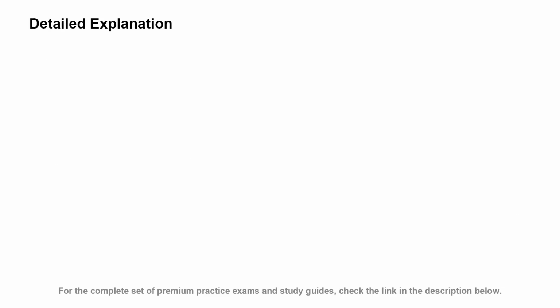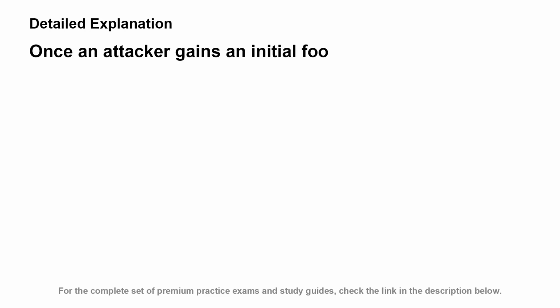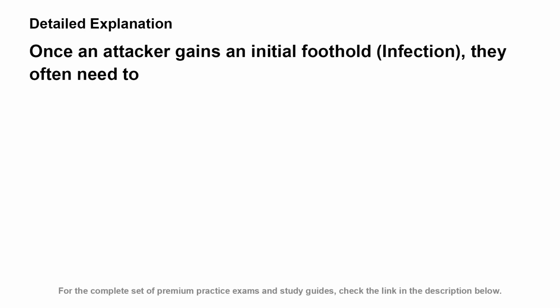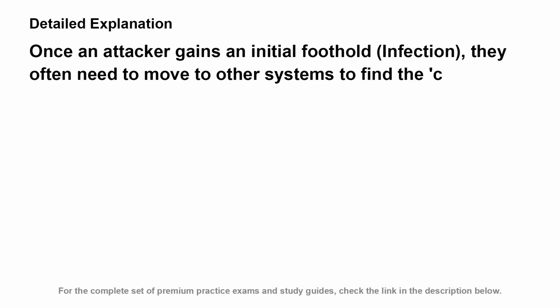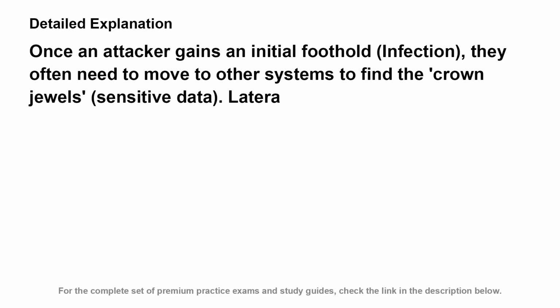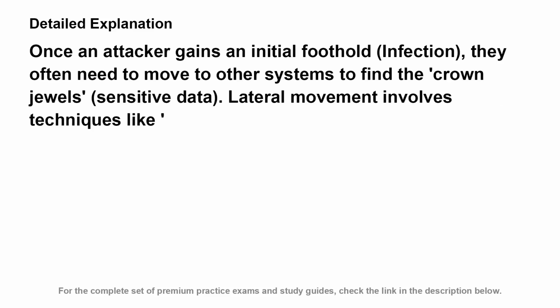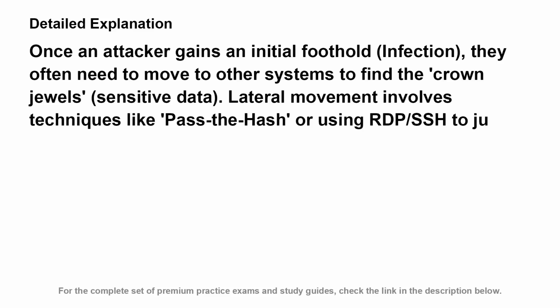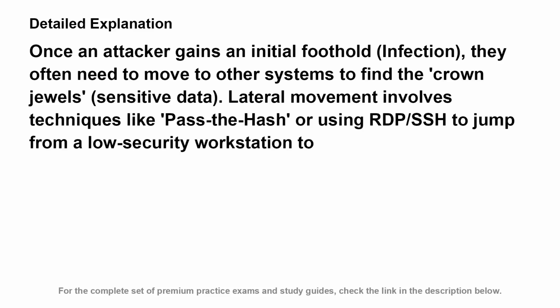The correct answer is B. Once an attacker gains an initial foothold, infection, they often need to move to other systems to find the crown jewels, sensitive data. Lateral movement involves techniques like pass the hash or using RDP/SSH to jump from a low security workstation to a high security server.